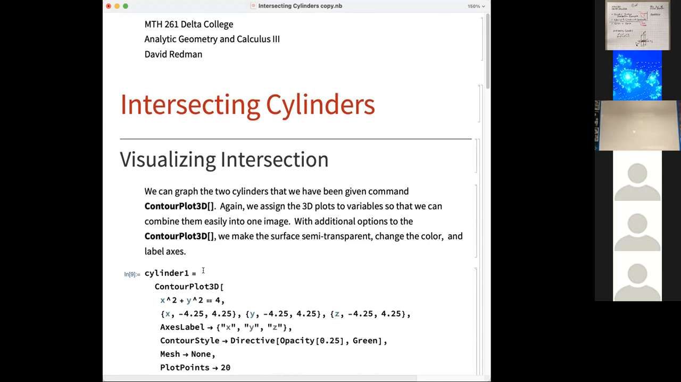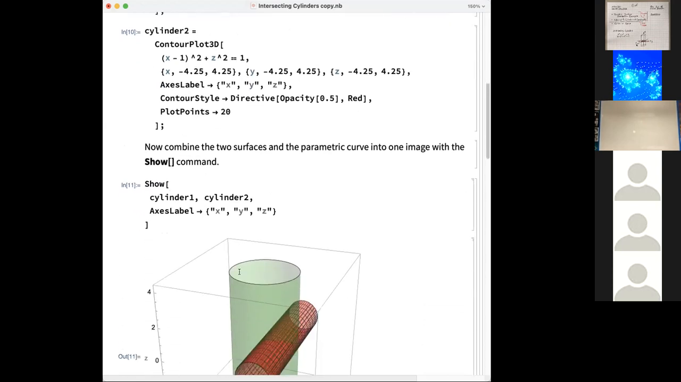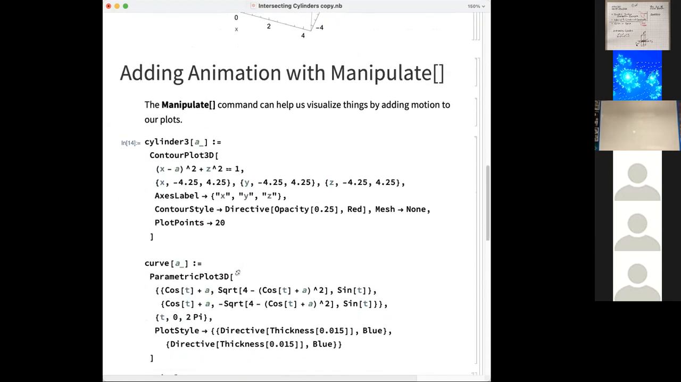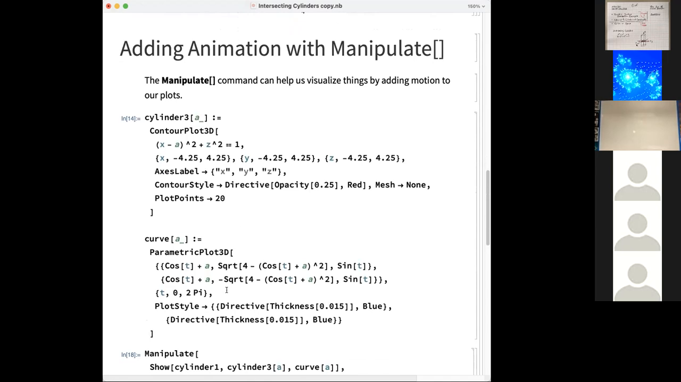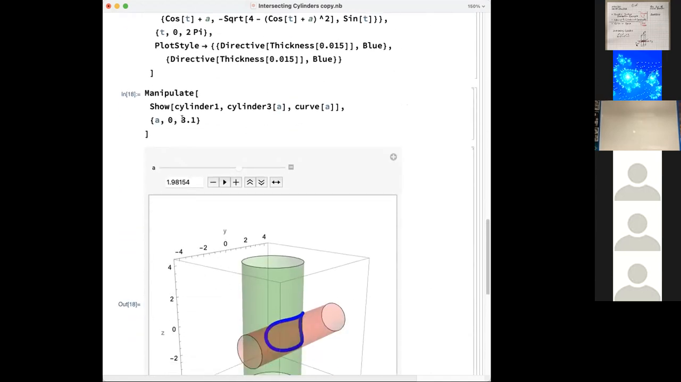This doesn't replace your thinking, but it does help validate your thinking, and it does help give you insights into things. So defining a plot structure, showing multiple plots together can be really helpful. But you can define commands to create plots that vary with time or some other parameter. And then you can bring those plots together in a Manipulate structure. We might do this once in a while. That offers great insight.